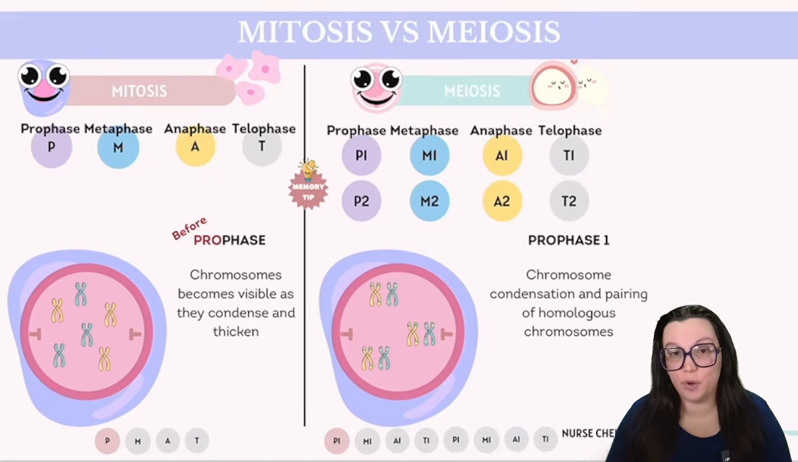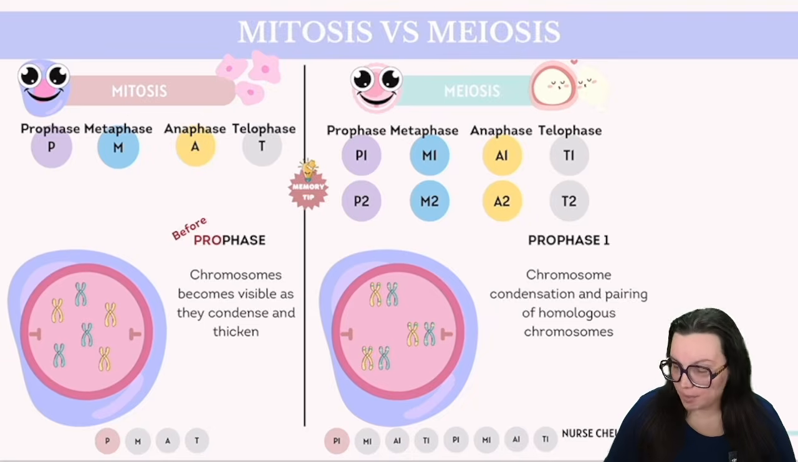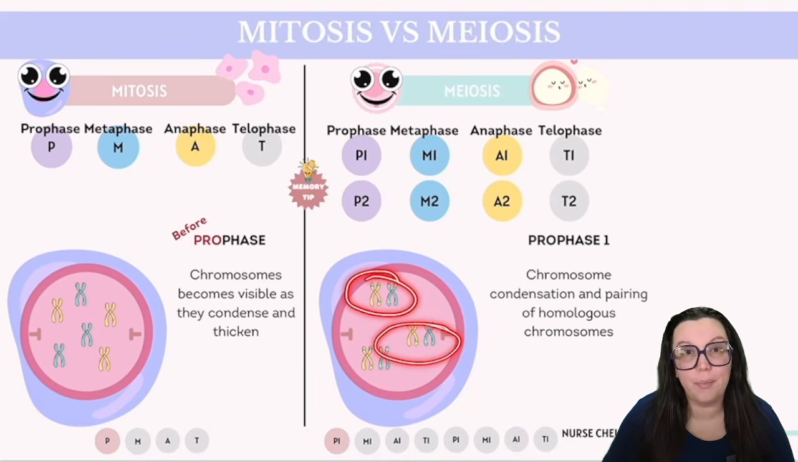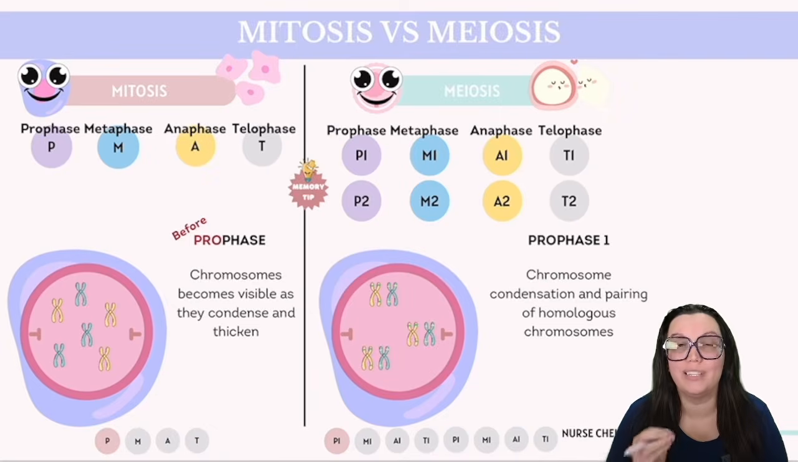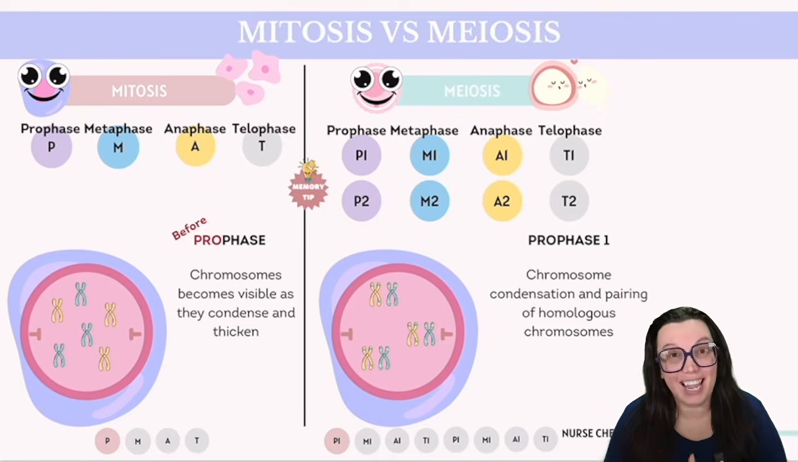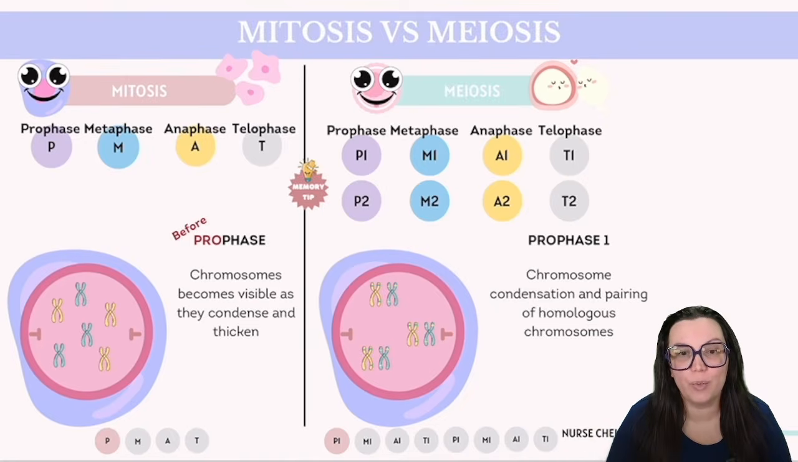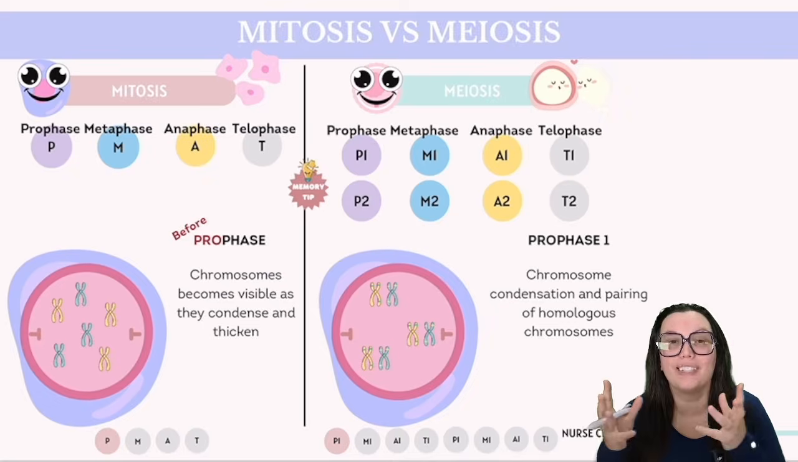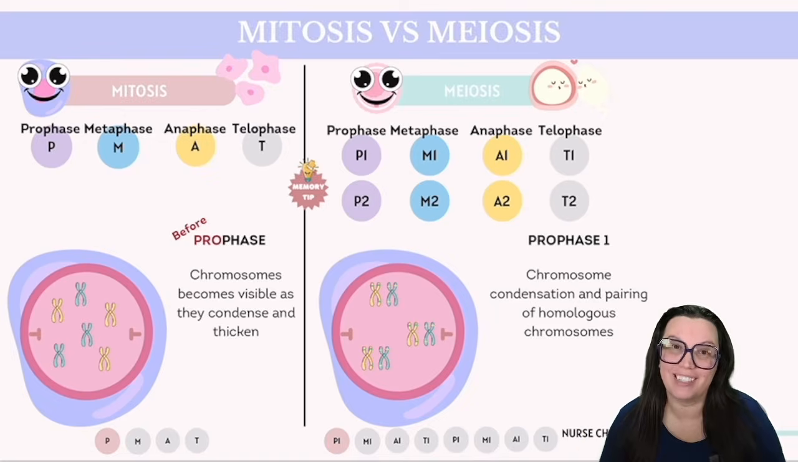In contrast, prophase I of meiosis features not only chromosome condensation, but the chromosomes are also going to start pairing up as homologous chromosomes. These homologous chromosomes are roughly equal in size, gene type, and location. One came from the mother and one came from the father. This stage is going to allow for the exchange of genetic material between chromosomes through a process called crossing over. This is going to lead to the creation of recombinant chromosomes, which are essential for genetic diversity.